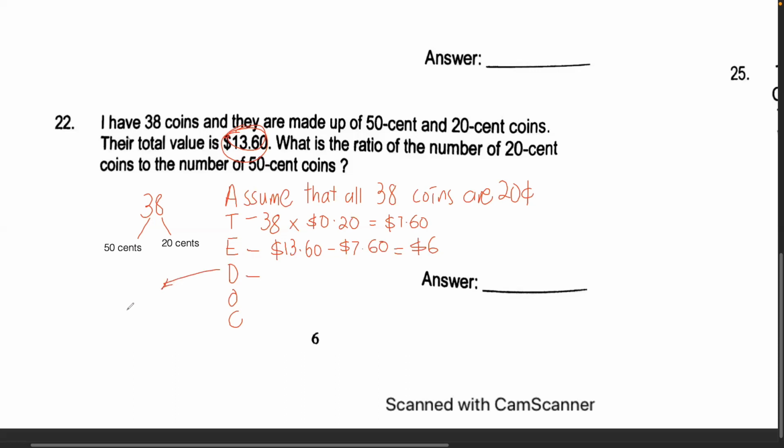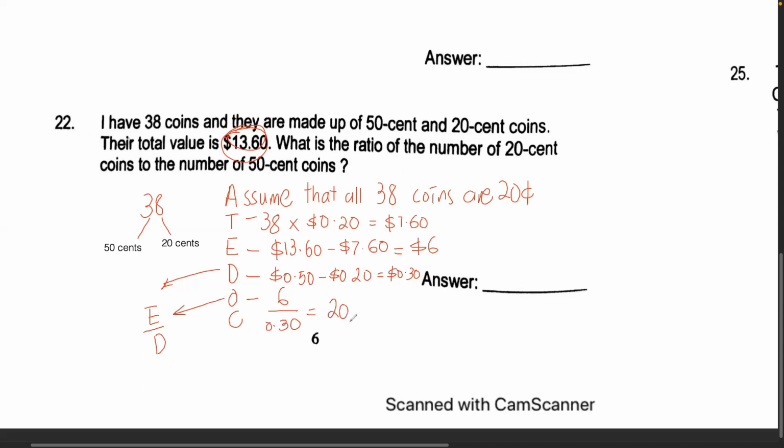Now, D stands for difference. What do I mean by difference? Difference is always the single difference. So the difference is basically 50 cents minus 20 cents, and that gives me 30 cents. Am I making sense here? And of course, the last one, opposite. Opposite, we always use the formula E over D. E stands for extra, which is your answer over here, $6, over D, which is 30 cents. All right, we get 6 divided by 30 cents, we get our answer 20.